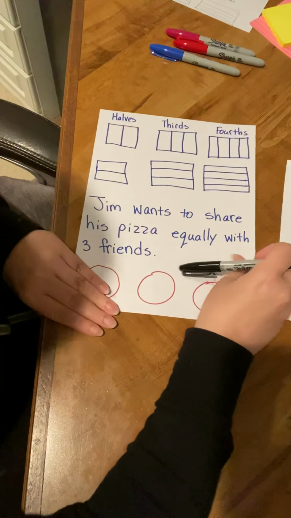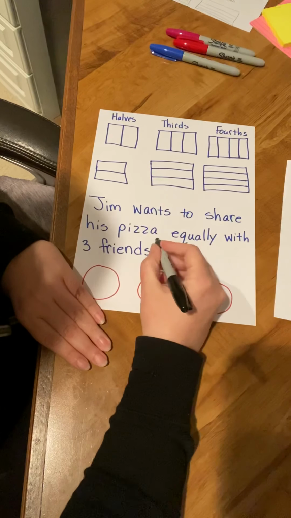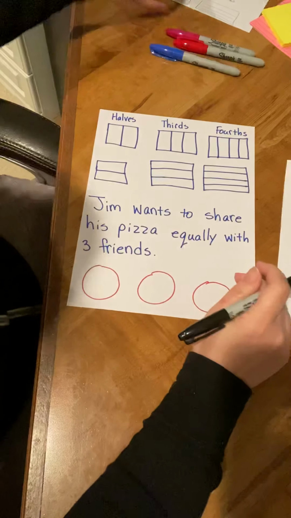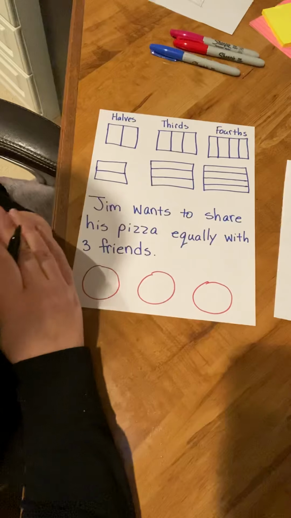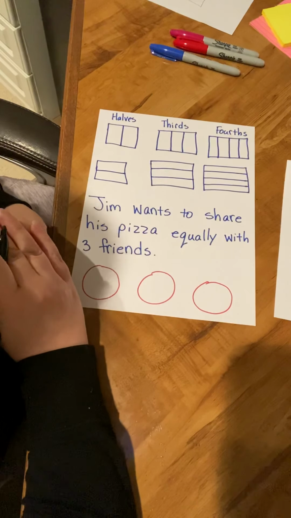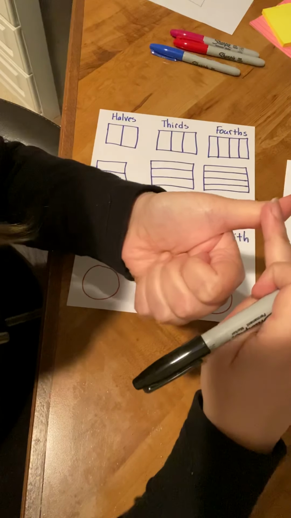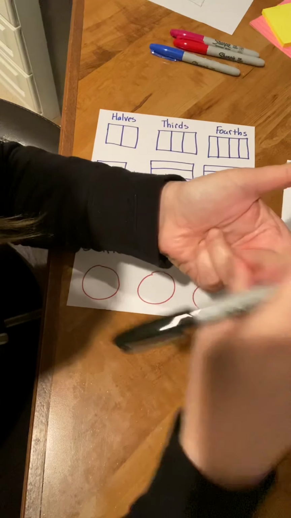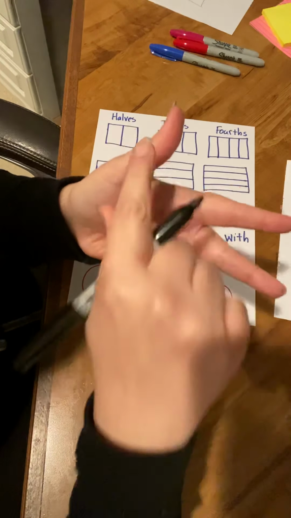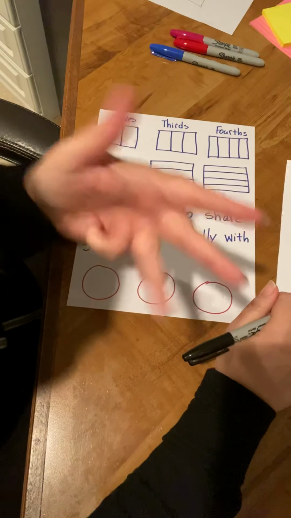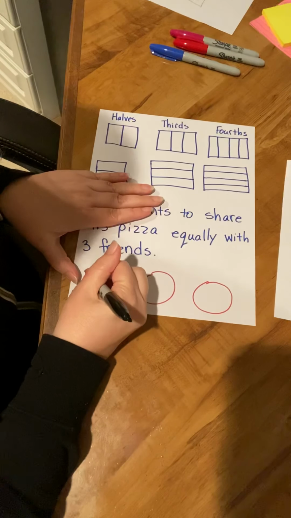Okay, let's take a look at this problem down here. It says, Jim wants to share his pizza equally with his friends. So here we have pizzas, and he wants to divide it equally with 3 friends. So that means Jim, that's one person, plus 3 friends. 1 friend, 2 friends, 3 friends. So how many parts do we need? 1, 2, 3, 4. 4. We need fourths.